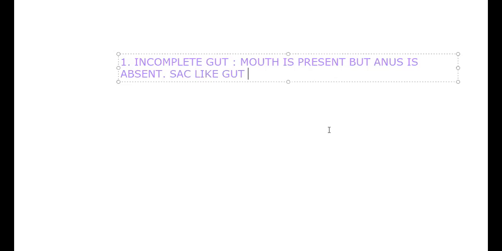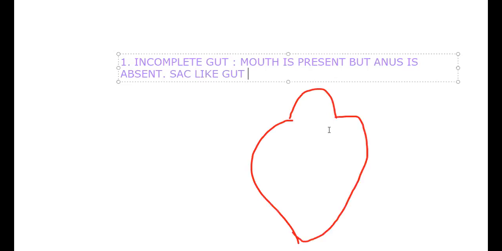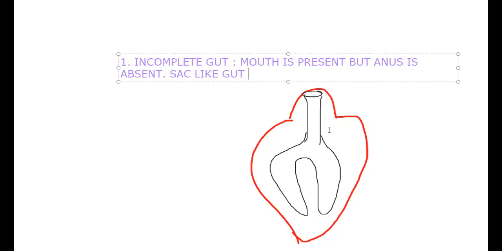I'll show you with the diagram once again. Here is Fasciola hepatica, the liver fluke. In Fasciola hepatica, the gut is sac-like. This is the mouth, which opens into the esophagus, stomach, and now this is divided into two. And you see here, there is no opening at all. So we call this kind of gut a sac-like gut. Only mouth present, but anus is absent.